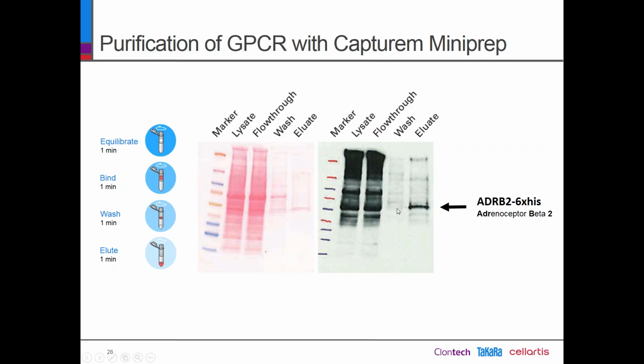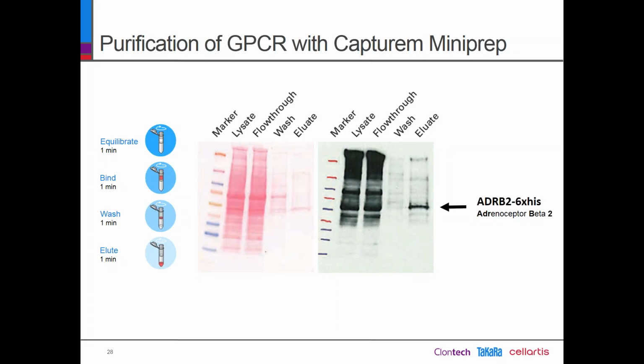So we have nothing in the washing, which is good. So the binding was complete. The column was not saturated by this, and you can detect the ADRB2. So in about 5 minutes, we were able to purify a GPCR. Of course, the next step would be to characterize it and so on, but already we were able to solubilize the protein to a point where it was possible to detect it afterwards.